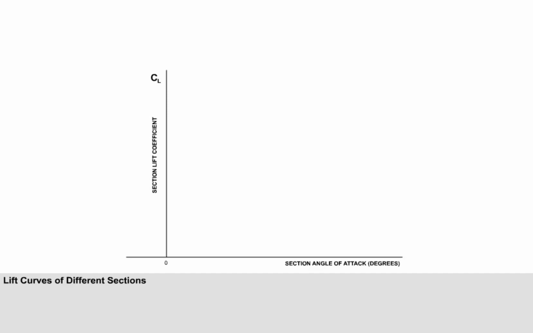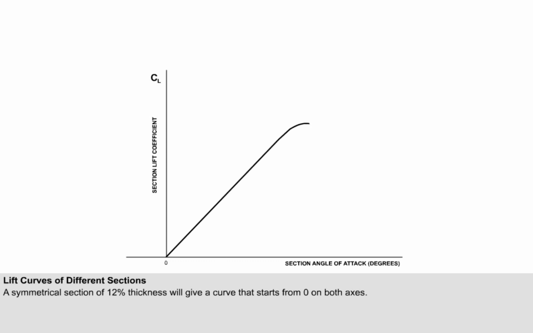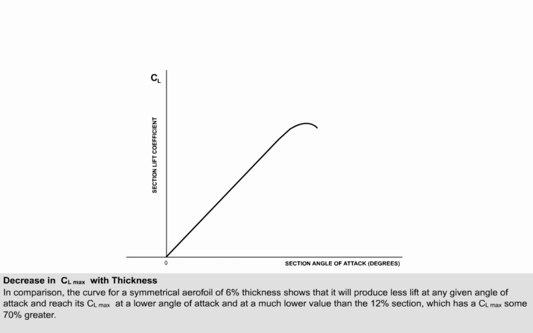Aerofoils of differing sections and thicknesses will produce different lift curves. A symmetrical section of 12% thickness will give a curve that starts from 0 on both axes. In comparison, the curve for a symmetrical aerofoil of 6% thickness shows that it will produce less lift at any given angle of attack, and reach its CL max at a lower angle of attack and at a much lower value than the 12% section, which has a CL max some 70% greater.